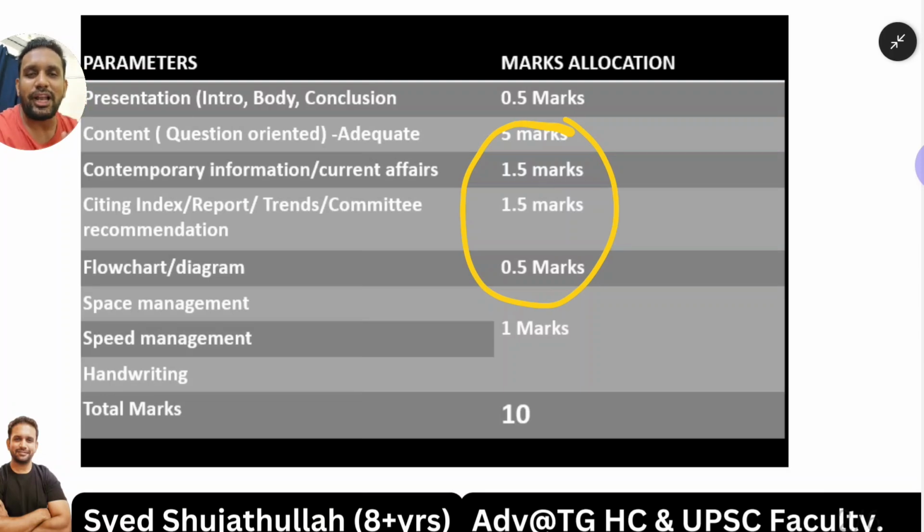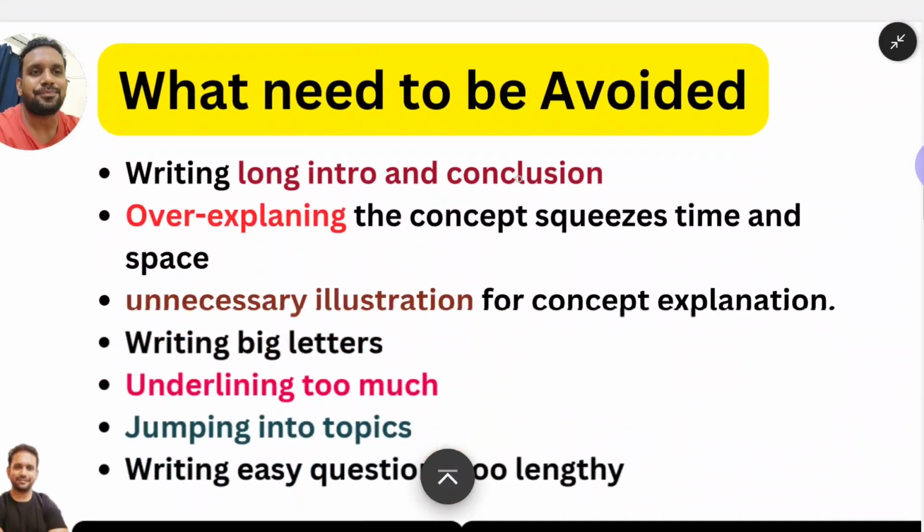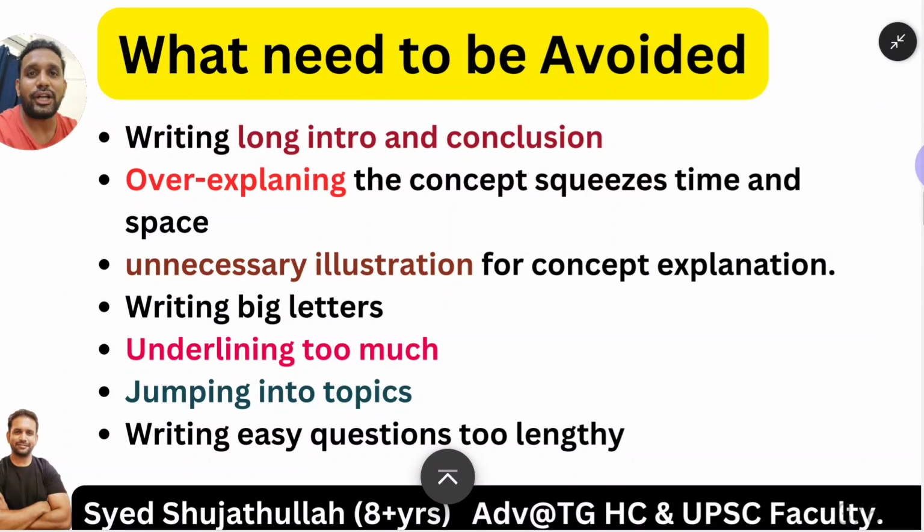So this is all about how you have tried it. And let us now see the do's and don'ts. First of all, let us do that.